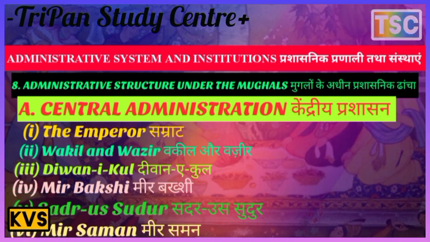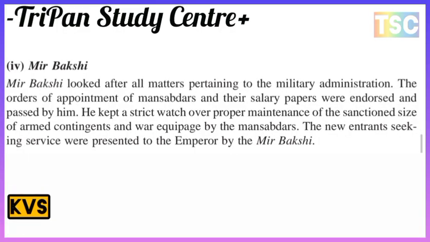The next head is the Mir Bakshi. Mir Bakshi is most important here, and he looked after all matters pertaining to military administration. The orders of appointment of the Mansabdars, and their salary papers, were endorsed and passed by him. He kept a strict watch over the proper maintenance of the size of the army contingent, and the war equipment provided by the Mansabdars. New entrants seeking service were presented to the emperor by the Mir Bakshi.